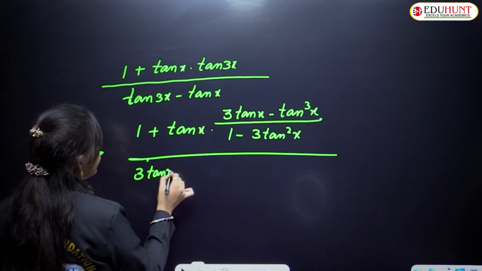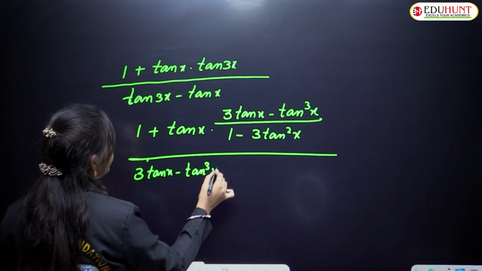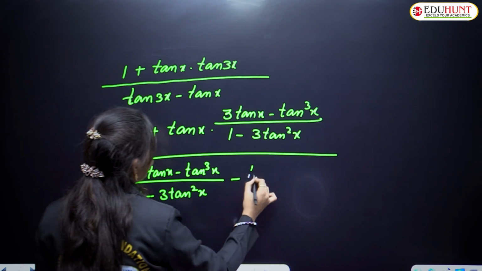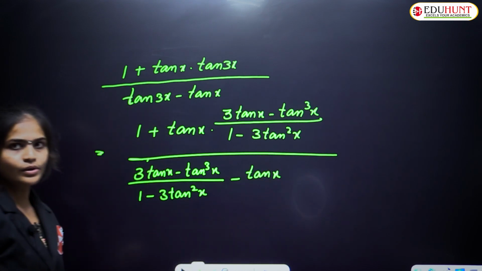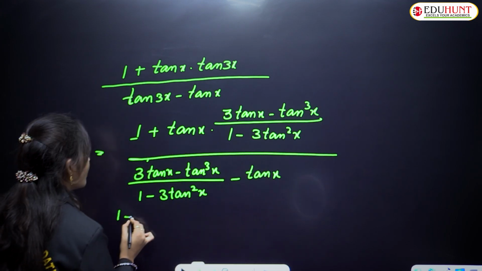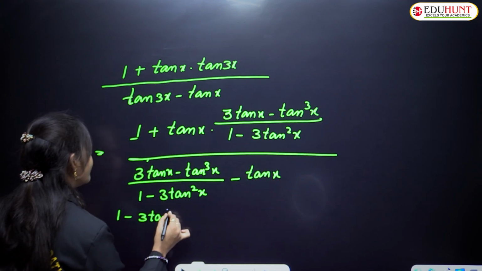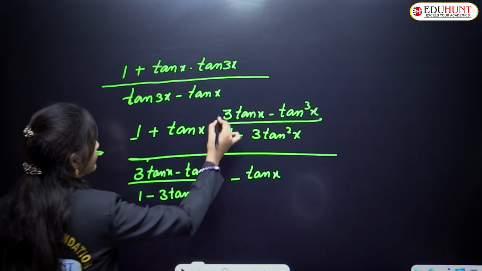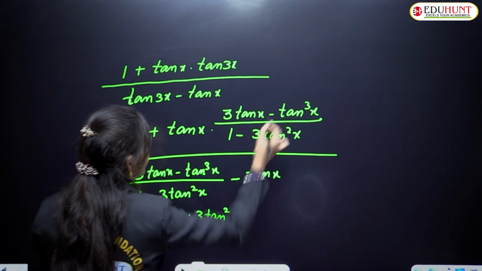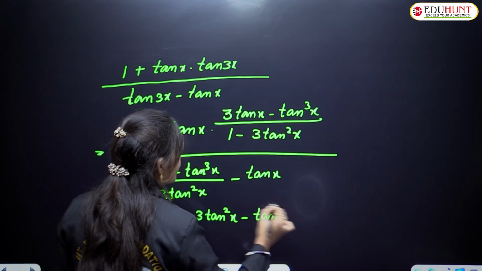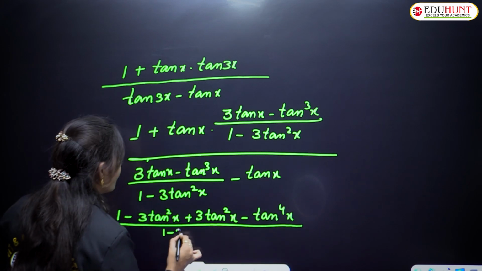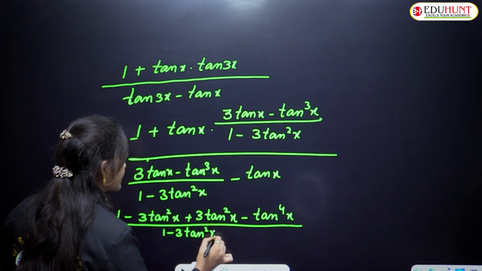So (3 tan x minus tan cube x) whole by (1 minus 3 tan square x) minus tan x. Okay, now simplify this one. So 1 into (1 minus 3 tan square x), so 1 minus 3 tan square x, plus 3 tan x into tan x, so 3 tan square x, and plus into minus, minus tan cube x into tan x, tan power 4x, whole by 1 minus 3 tan square x.